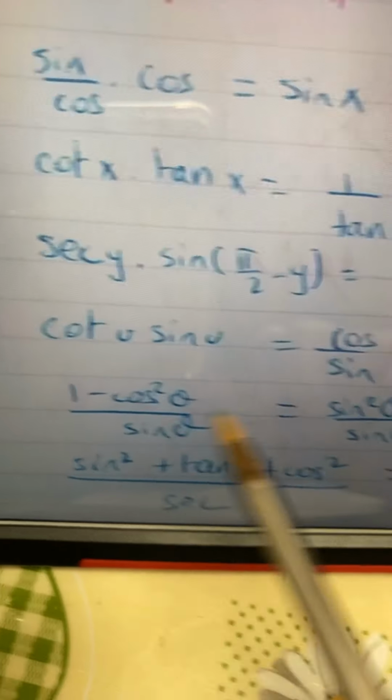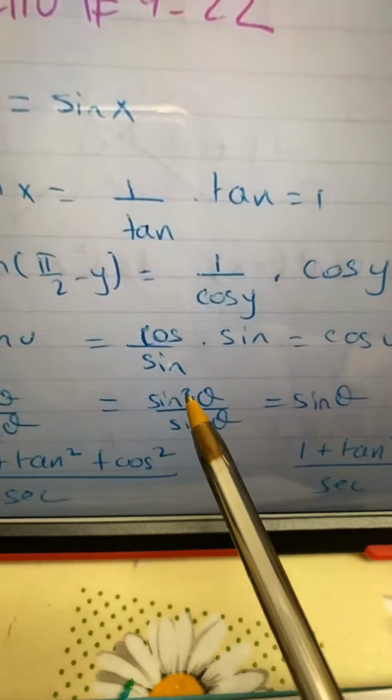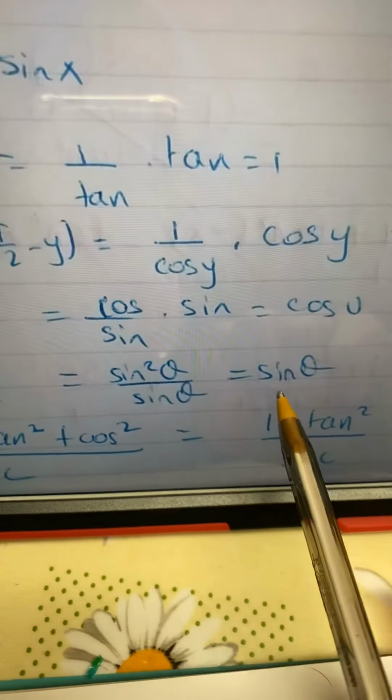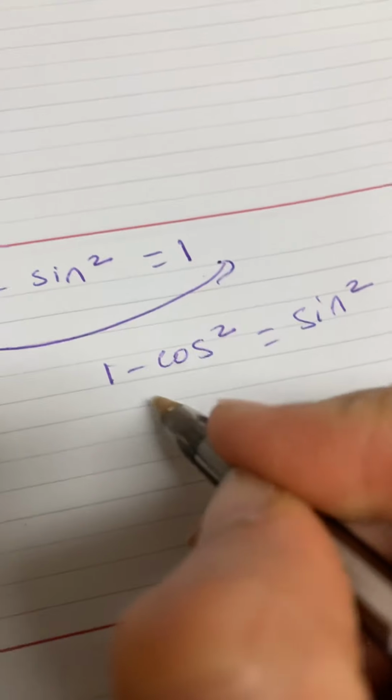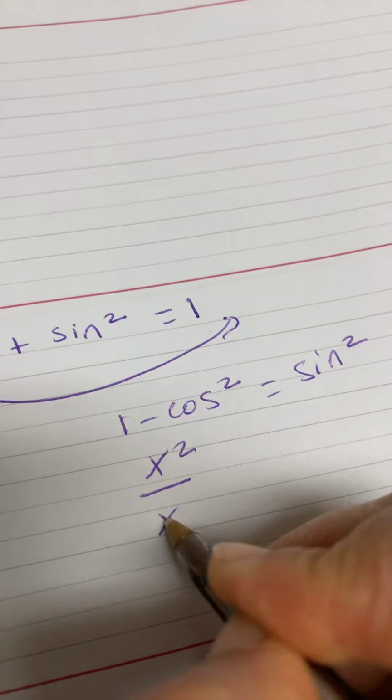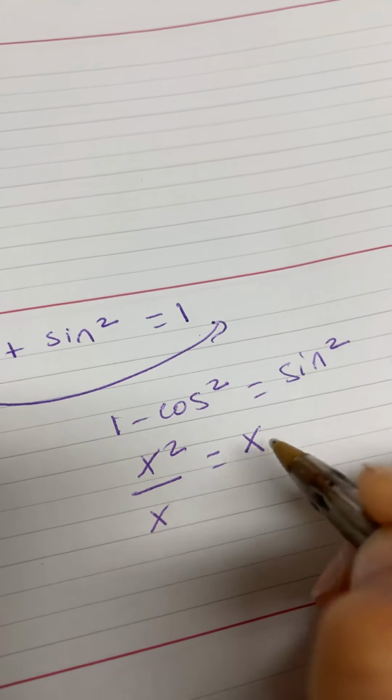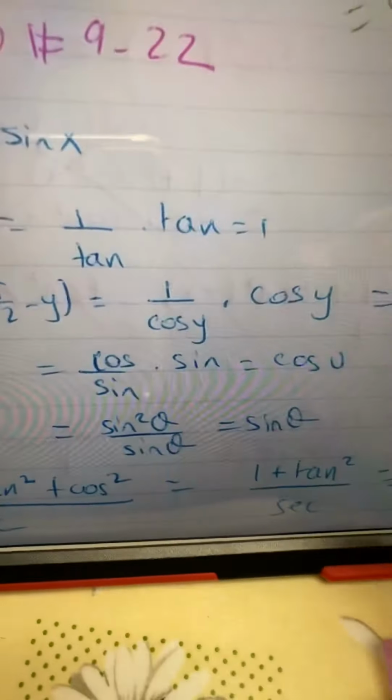And I just copied the sine again. And sine squared divided by sine is just sine. Just like the idea of x squared divided by x equals x. Using the exponent rule, it applies to trig functions as well.